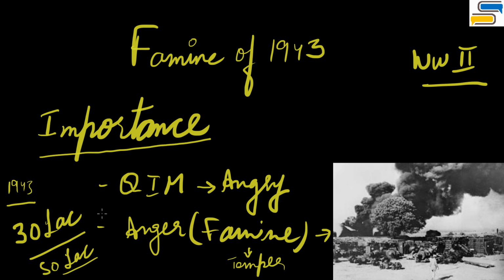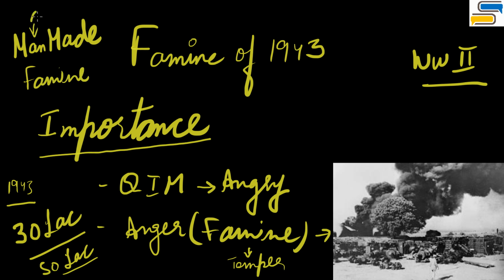Now, why were people angry about this famine? Because it was a man-made famine. Yes, there were some natural reasons also, but it was largely a man-made famine. Which man? The British man. The Britishers were responsible for this famine. Let's see how this famine happened. You can see this image over here of Japanese and Burmese fighting, simply put, Japanese and Britishers fighting over Burma.